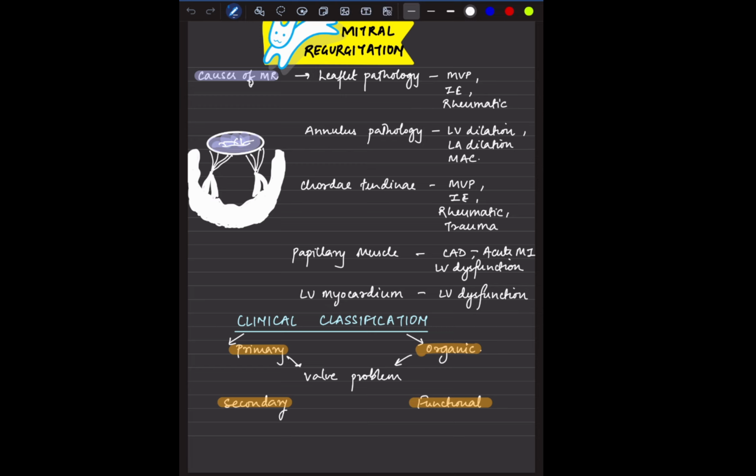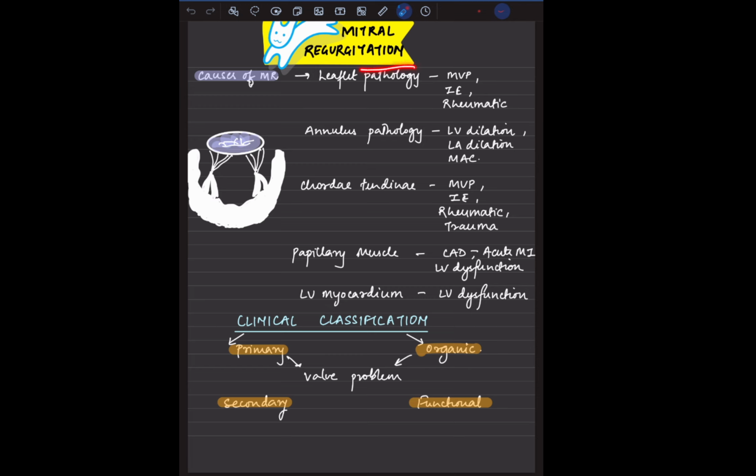Now, mitral regurgitation is something which is causing the regurgitant flow of the blood back into the left atrium, and that is mostly because of the mitral valve dysfunction, or there is a flappy mitral valve. Okay, so what are the causes of the mitral regurgitation?